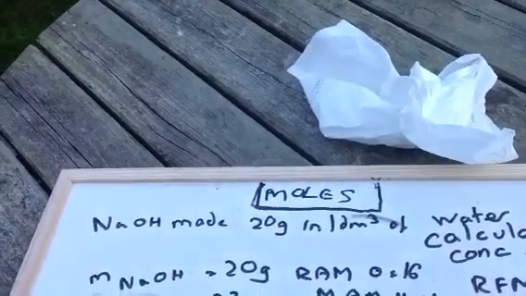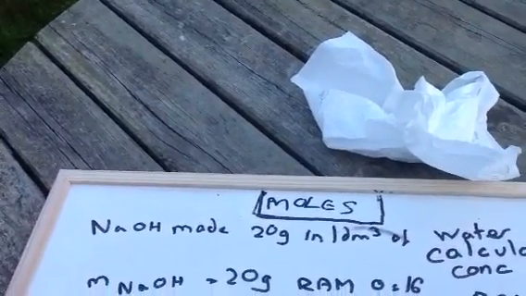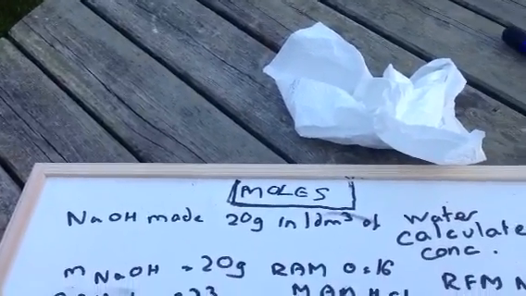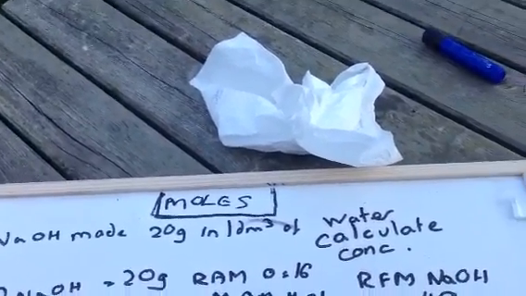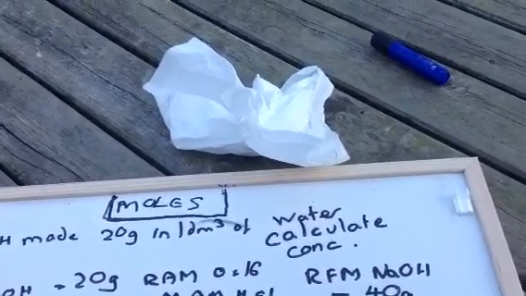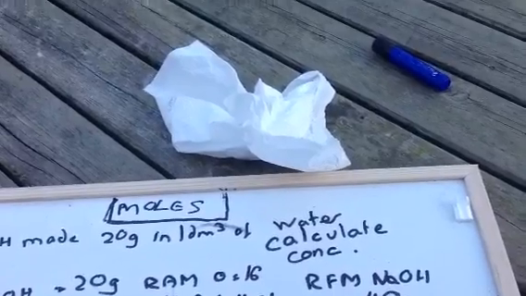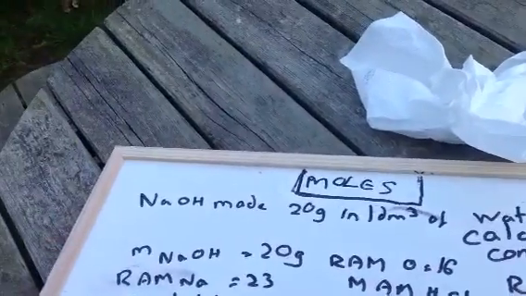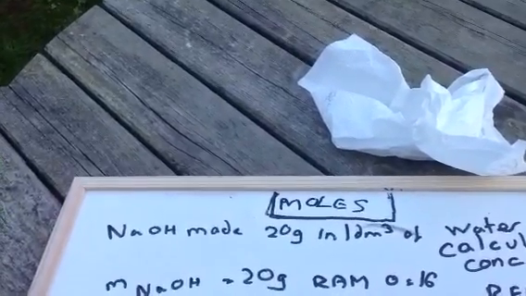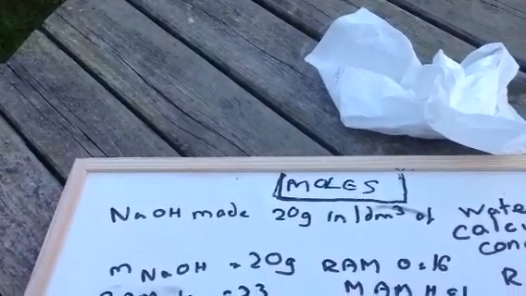So in this question, we were given that we had 20 grams of solid sodium hydroxide, which was dissolved in a litre of water, and we were to calculate the resultant concentration of the solution that we made. Okay, so the information that we had was that we had a mass of sodium hydroxide of 20 grams.